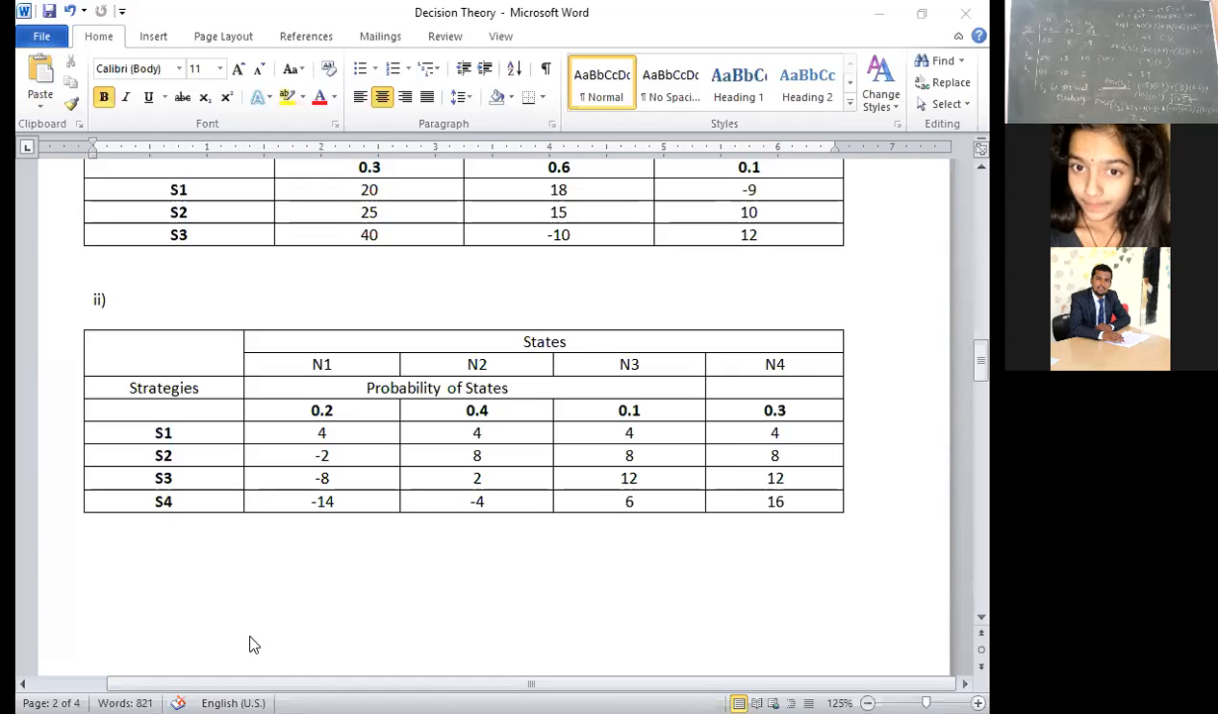Got the answer? Anybody got the answer? Do it with the calculator, do it fast, use M plus memory plus. It will take not more than 2 minutes. Ma'am, strategy 2. Which one?